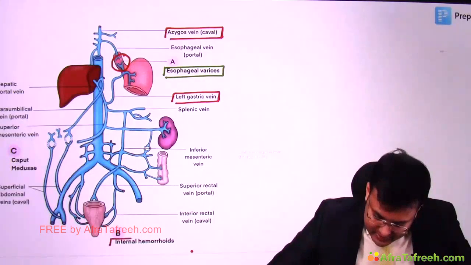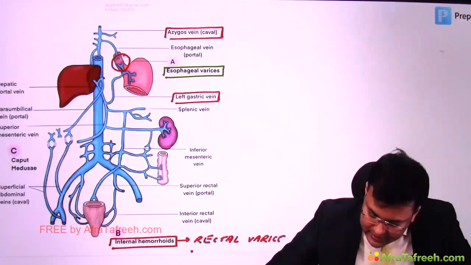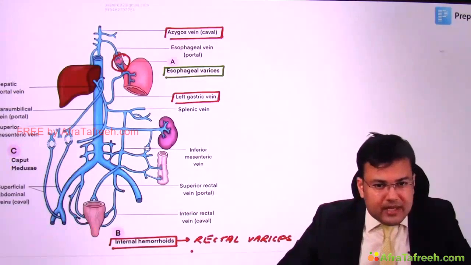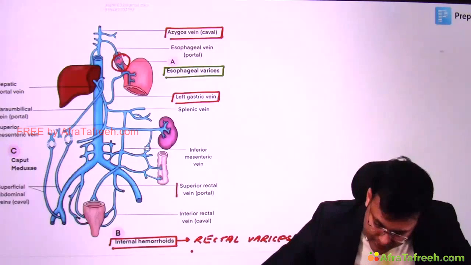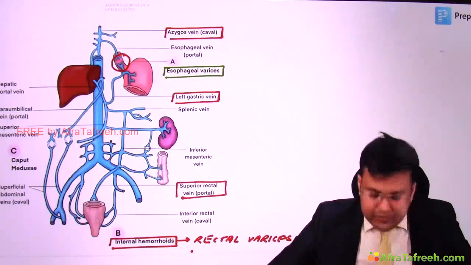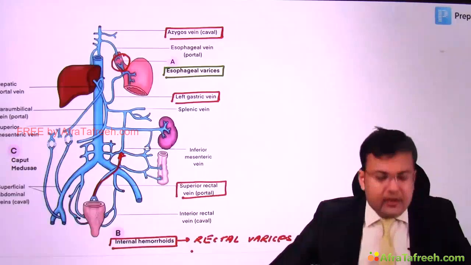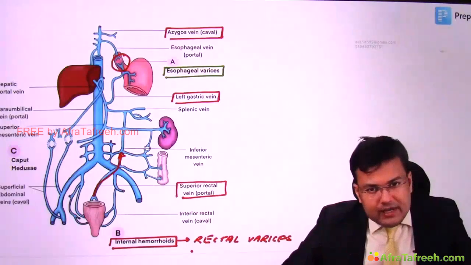This is internal hemorrhoids. Actually there is formation of what? Rectal varices. Now in this location there is a portosystemic anastomotic site between which veins? Here you can see this is the superior rectal vein, and this superior rectal vein is a tributary of which one? Inferior mesenteric vein. And you know the inferior mesenteric vein drains into the splenic vein, and then further the blood goes into the portal vein.